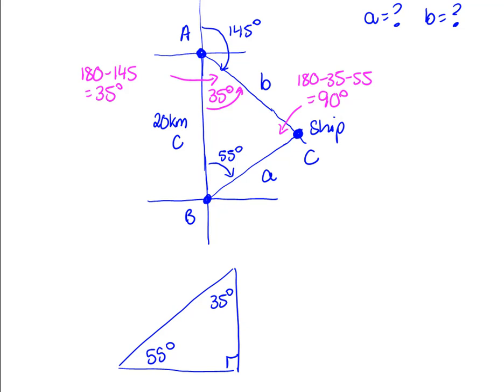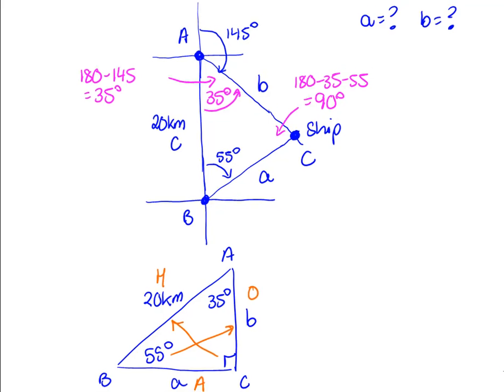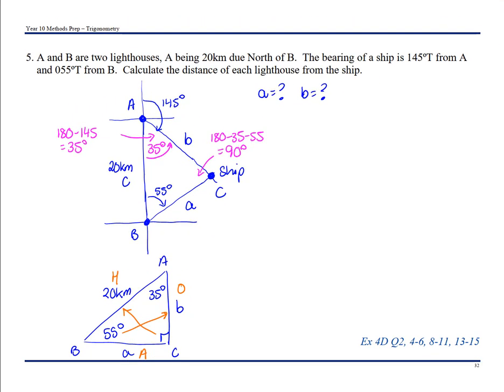And let's put our information. That's my 20 kilometers because this is A, B, C. This is my B and that's my A. All right, so now I just need to find the unknowns. So let's label opposite, hypotenuse, adjacent. Now I could have labeled from the 35-degree angle. It doesn't matter. So I've got my H.